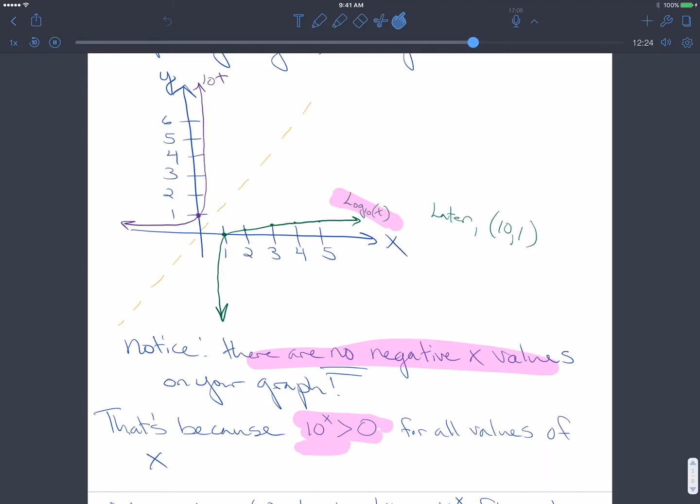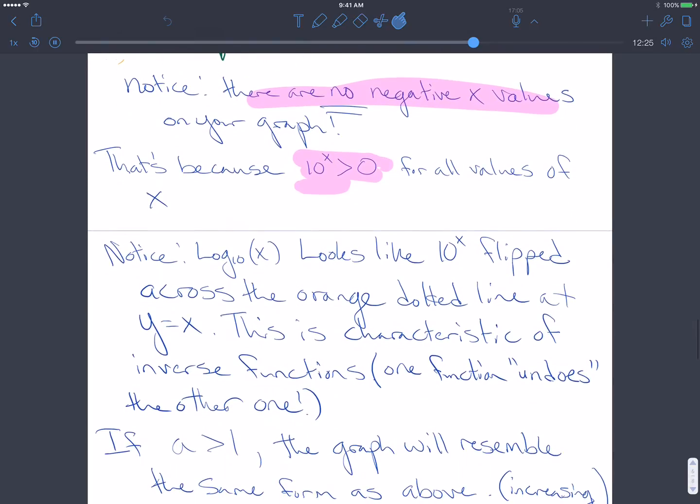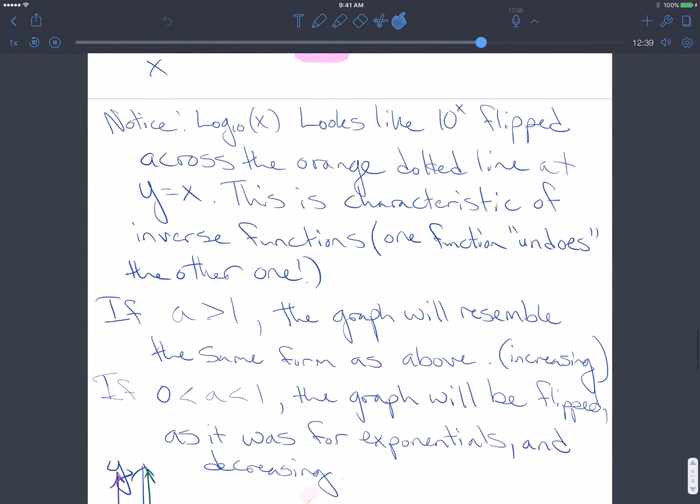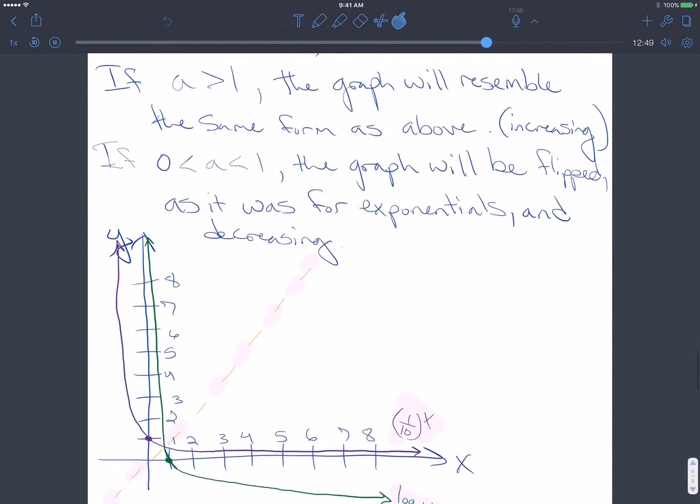Now, as you probably saw with the log base 10, if a is greater than 1, this graph resembles the same form that I just drew. They're both increasing functions, and they look kind of like your default exponential. Now, if your a value is less than 1, still greater than 0, because that's how we define our exponential bases also, the graph gets a little flipped, right? I sketched in here 1 over 10 to the x in the purple.